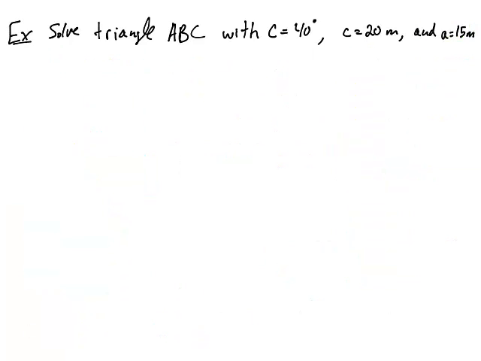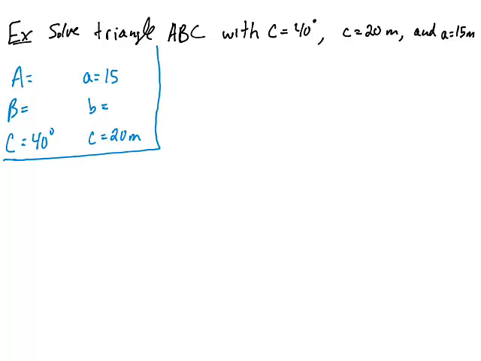This next example now asks us to solve the triangle. So we're given an angle and two sides here. We don't have angle A, don't have angle B. We do have angle C, that's 40 degrees. We have side A, which is 15 meters. We don't have side B, we do have side C. Alright, so this is a side-side-angle situation. So this is the ambiguous case.